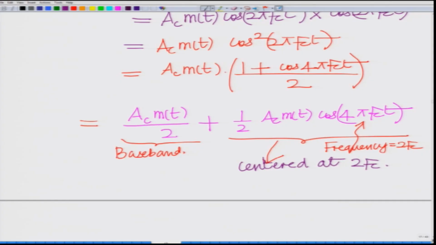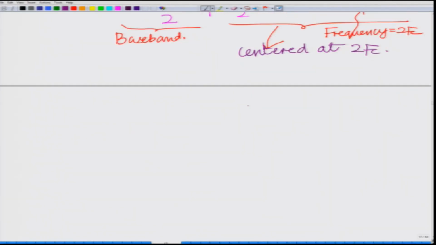However, m t multiplied by cosine 4 pi f c t, which has frequency 2 f c, means the spectrum of m t, that is M f, is shifted to 2 f c and minus 2 f c. So, this is far away from the base band, alright, and this component can be removed by filtering to recover m t. So, let us look at the spectrum to understand this better.